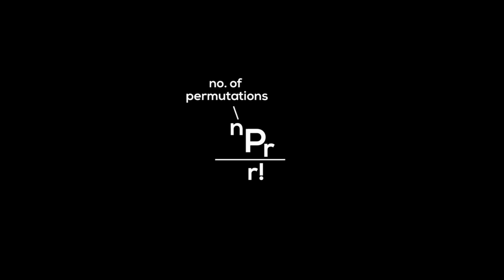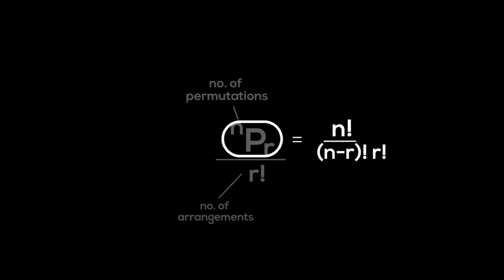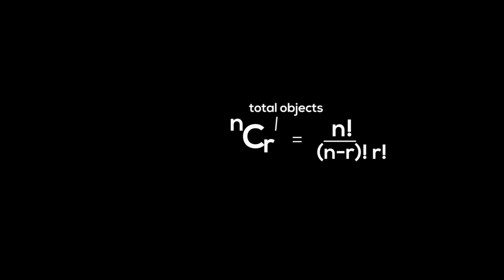So, to calculate the number of combinations, we just calculate the total permutations and divide them by the total arrangements of the selected objects. And we know that nPr can also be written as this. And we get the combinations formula. nCr is equal to n factorial over n minus r factorial times r factorial.